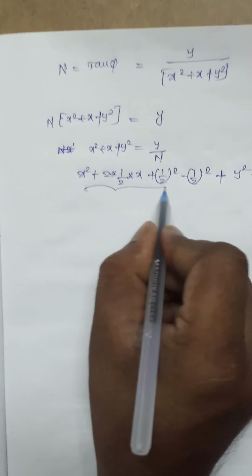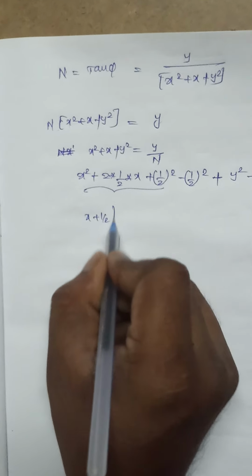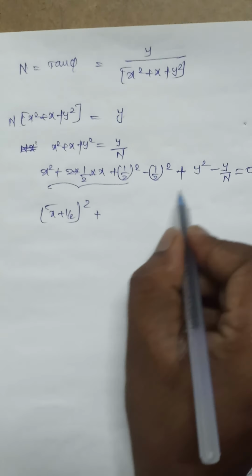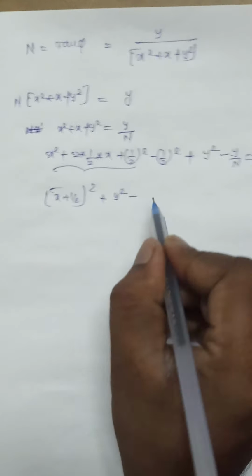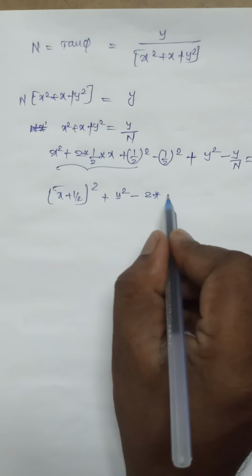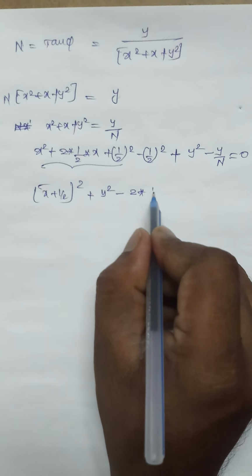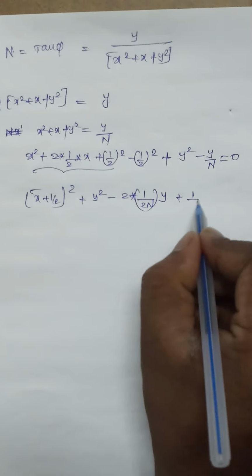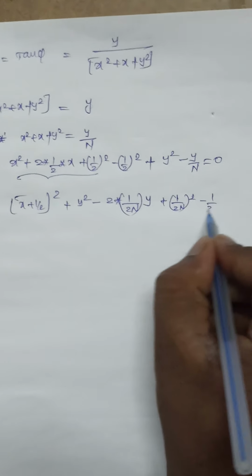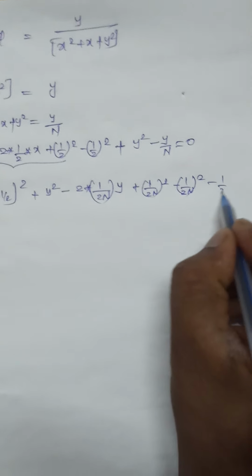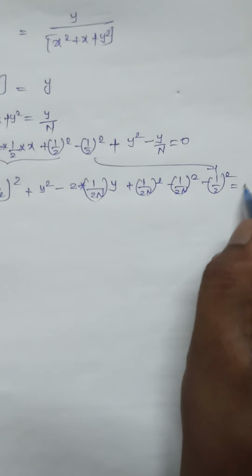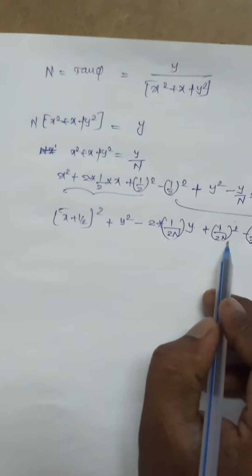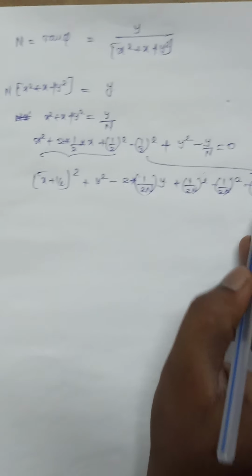And this total one can be written as x plus 1 by 2 whole square. And this one can be written as y square minus 2 into 1 by 2n into y plus 1 by 2n whole square minus 1 by 2n whole square minus 1 by 2 whole square, already it is present here, is equal to 0. There will not be any changes here. 2 will get cancelled, so that it is y by n, and this one will get cancelled, and this term I wrote here, that is equal to 0.